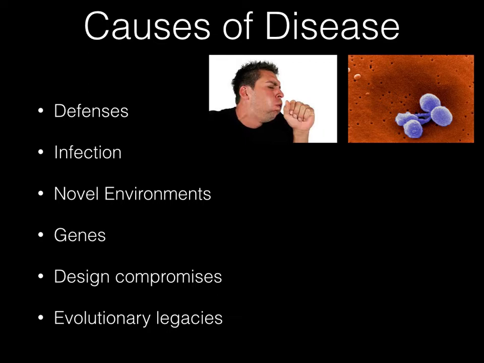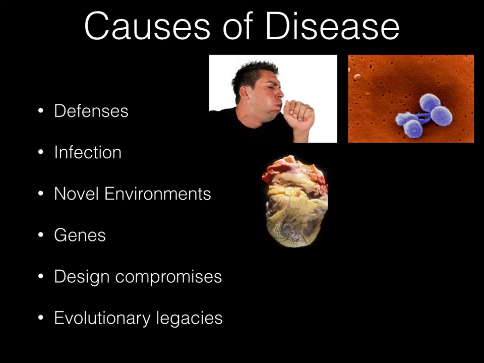And we can use ultimate perspectives also to understand disease. So the fact that we live in novel environments, we have a lot higher chance of cardiac disease due to the high levels of nutrients available to us, and therefore our ability to put on so much excess fat.